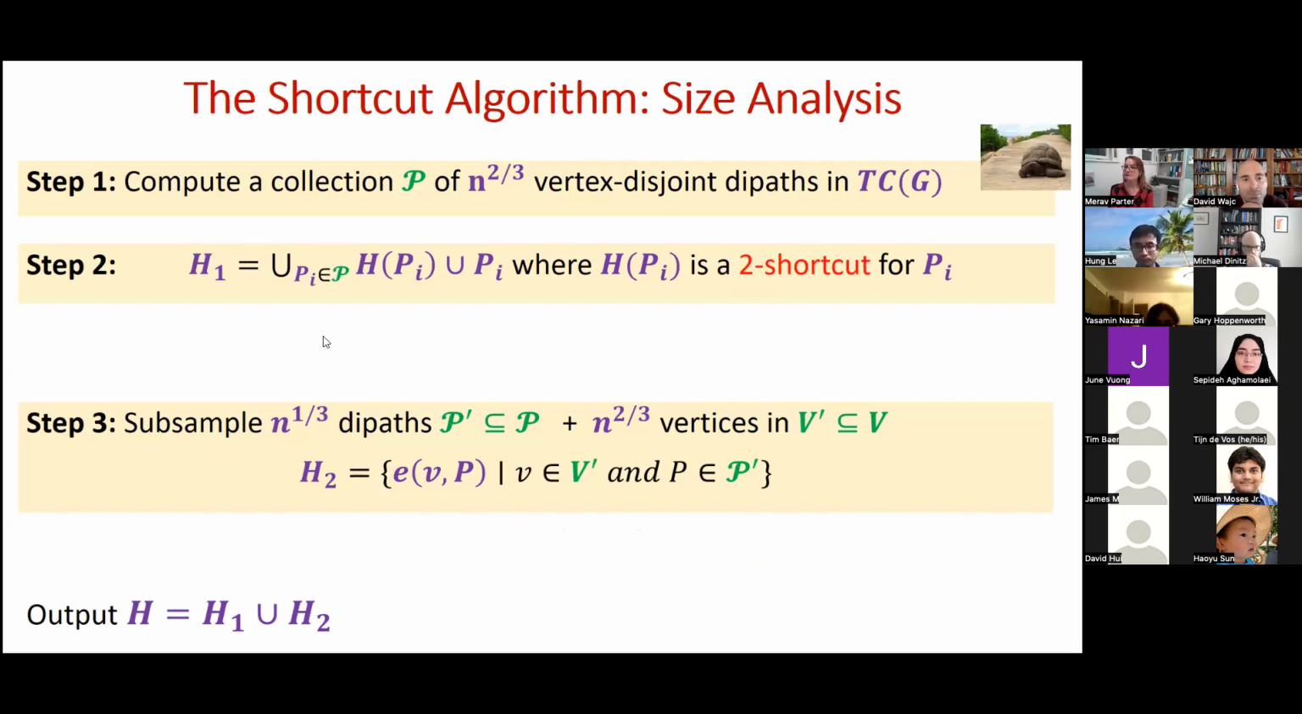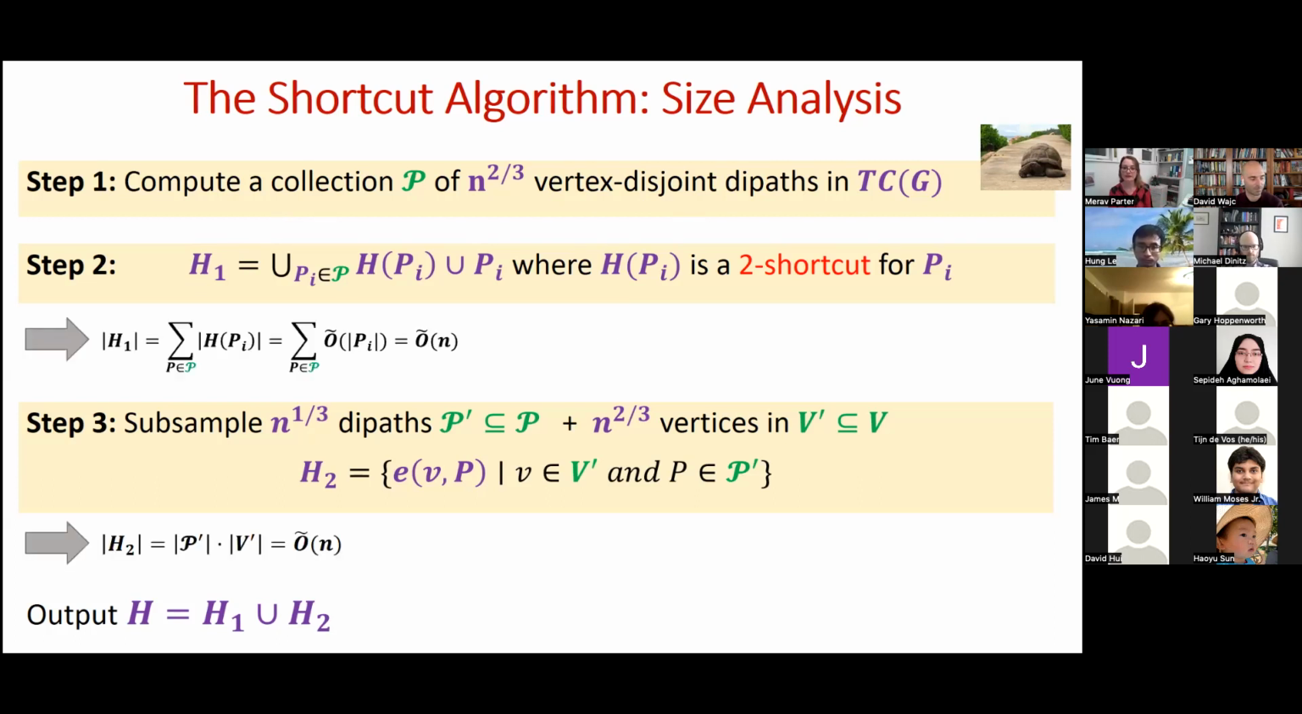And here is a summary of the algorithm, but we'll use the summary also to do a size analysis along the way. We have the first step: the computation of n to the 2/3 vertex disjoint paths that we computed in a very lazy way, just one after the other until nothing is left in the transitive closure. Then in step 2 we take the two shortcuts of every path, but we know that every shortcut is of linear size and all the paths are vertex disjoint. So this is just a linear number of edges. I'm saying linear, but it's nearly linear; polylogs are omitted. And the last step is to consider pairs of n to the 1/3 sampled paths and n to the 2/3 sampled vertices. We add one edge for every pair of a sampled vertex and a sampled path. So this is again roughly a linear number of edges.